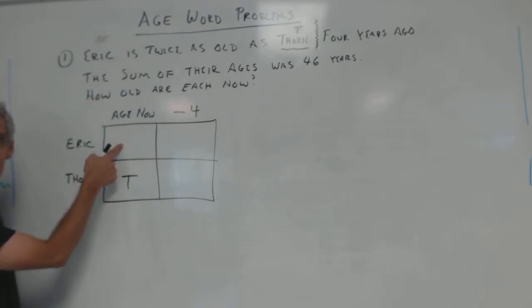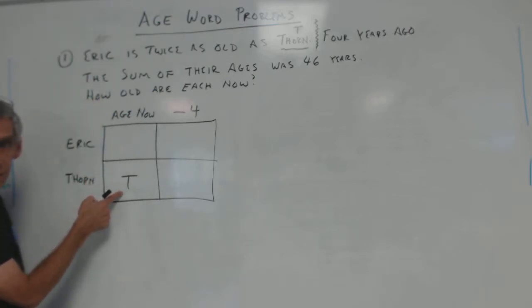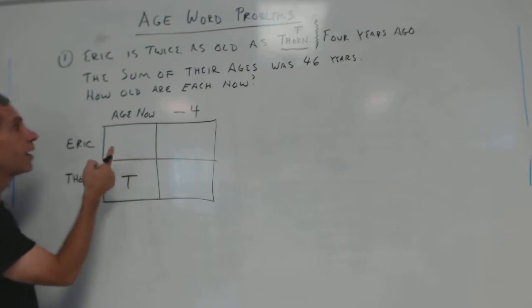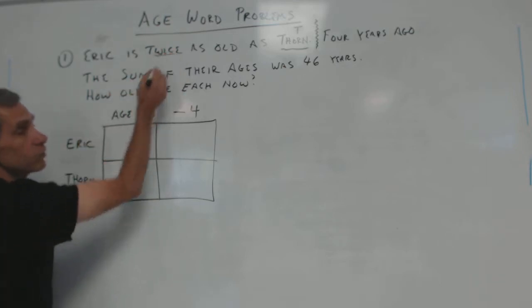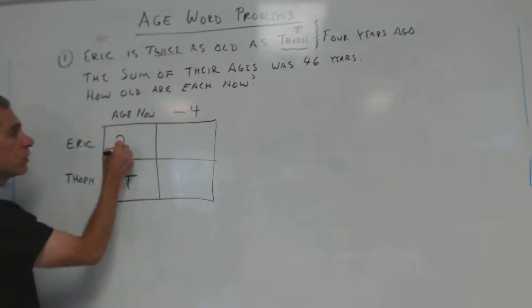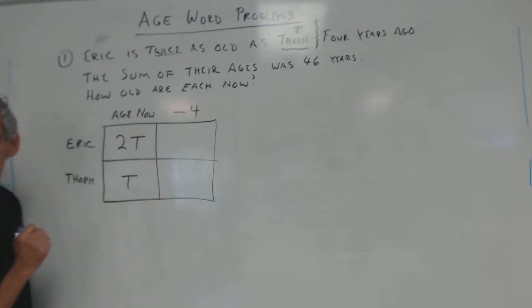Eric right now is twice as old as Thorn. How could I write this in terms of t? Plus two would be 2 more than t. Twice means 2 times, right? So it's 2 times t, or 2t. Does that make sense? Yeah? Can you do t2?